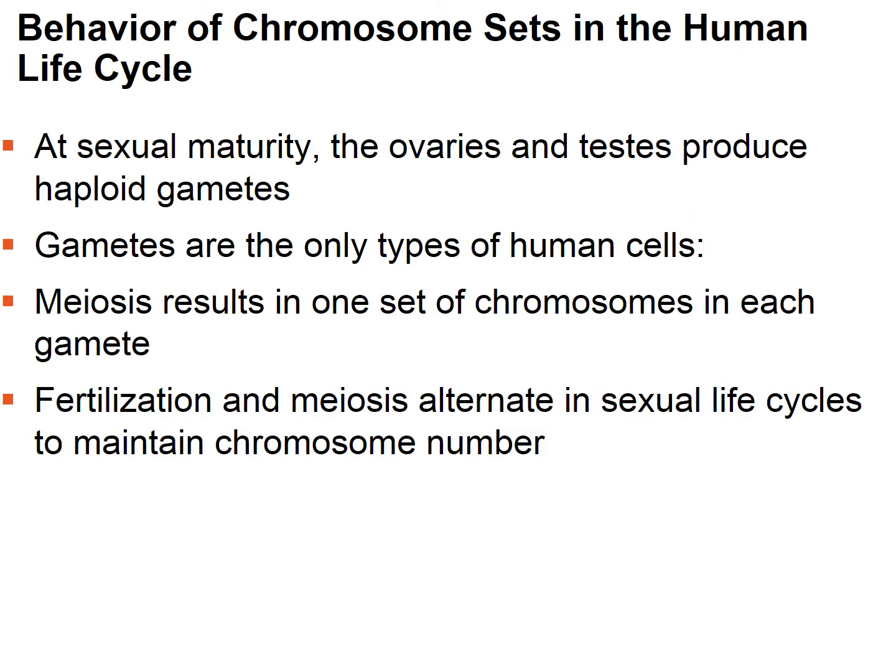Now in humans, at sexual maturity, the ovaries and testes produce haploid gametes. So the ovaries produce eggs, the testes produce sperm. Gametes are the only type of human cells that are produced by a process called meiosis. Meiosis results in one set of chromosomes in each gamete. Fertilization and meiosis alternate in sexual life cycles to maintain chromosome number.